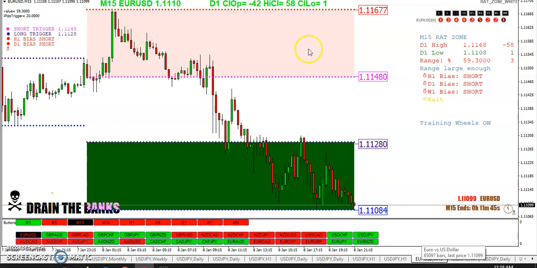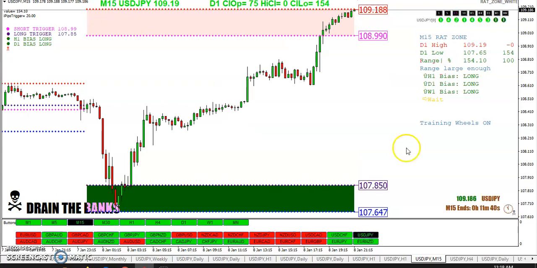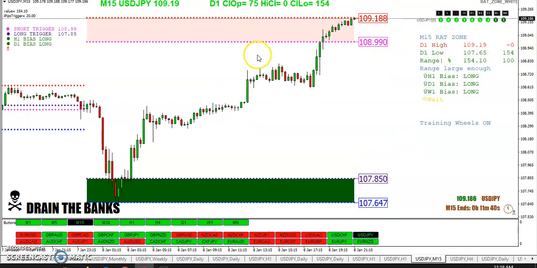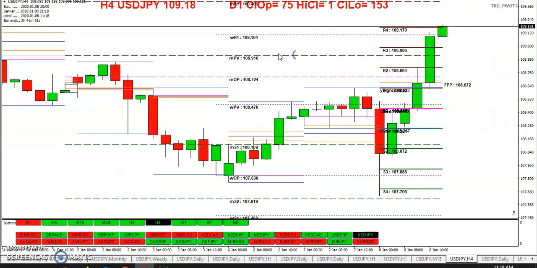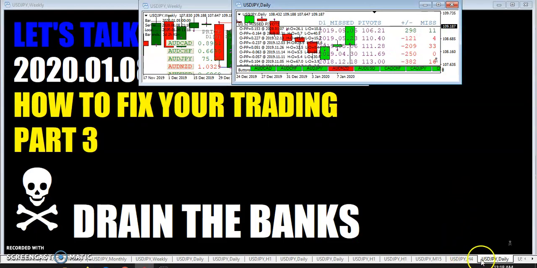Rat zone on the euro, as you can see, it's coming down. So green rats get ready, but red rats get ready on the dollar yen. Now, there's that monthly pivot, 108.91. The weekly we took out yesterday. You see we returned to that monthly pivot here. So once again, showing how strong or how profitable those pivot trades can be.